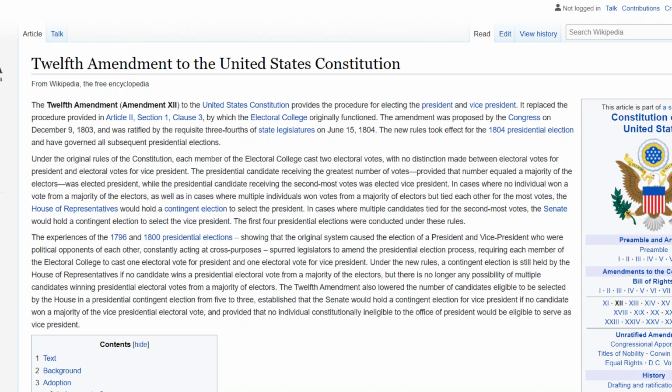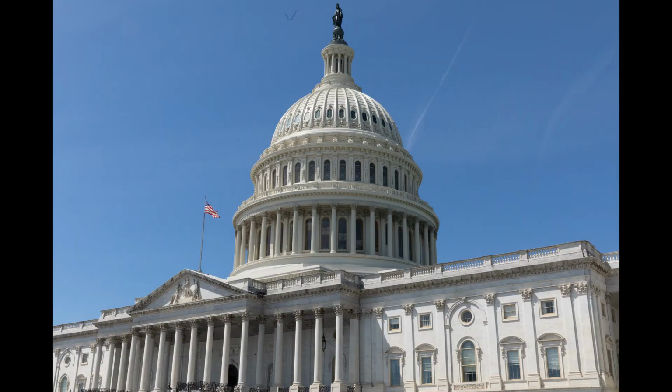The 12th Amendment, ratified in 1804, requires the electors to, quote, "make distinct lists of all persons voted for as president and of all persons voted for as vice president, and of the number of votes for each, which lists they shall sign and certify and transmit sealed to the seat of the government of the United States, directed to the President of the Senate." It also specifies that the President of the Senate shall, in the presence of the Senate and House of Representatives, open all the certificates and the votes shall then be counted.